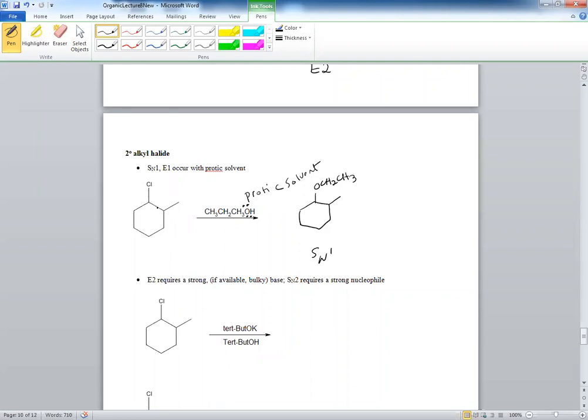And then the E1, you have your alpha here. This is your beta, this is your beta. Again, you remove from the one that has fewer H's. There's an H on this one, there are 2 H's on that one. So the base would remove from here. Therefore, this would be your product, the E1.